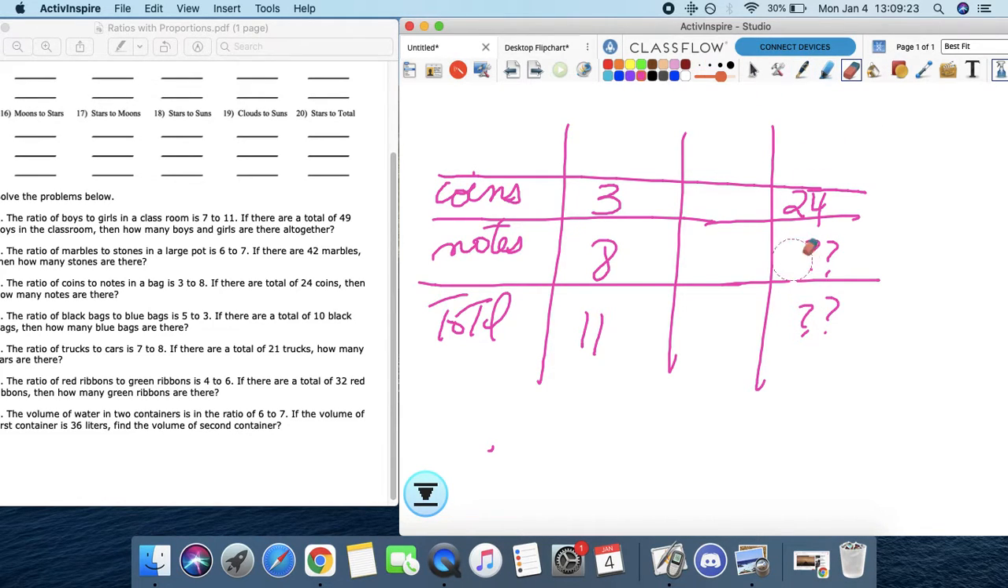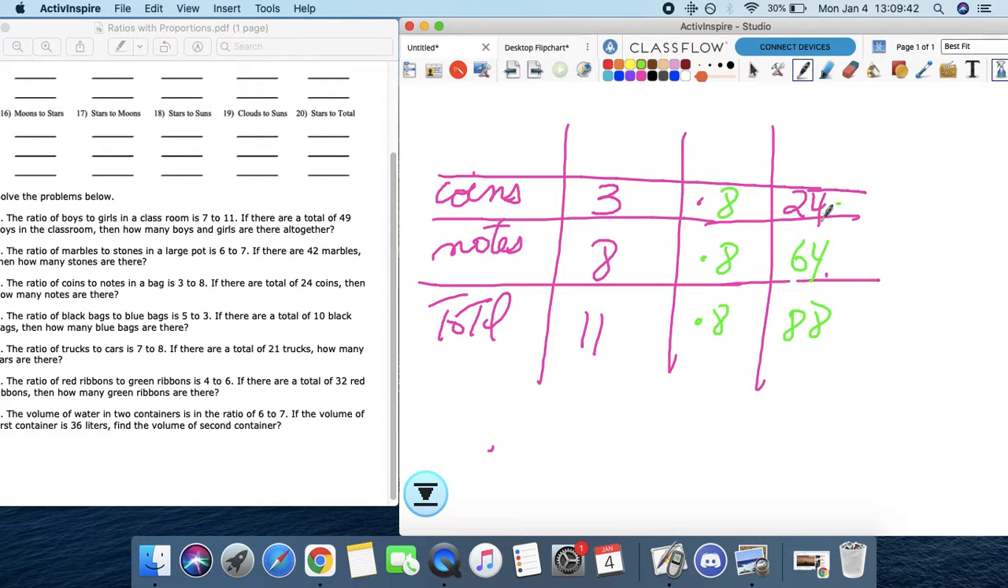Okay, so 3 times what is 24? That's not that difficult. It's times 8. So everything's going to be times 8. Everything increases by a factor of 8. 8 times 8 is 64. 11 times 8 is 88. So when you have 24 coins, you're going to have 64 notes.